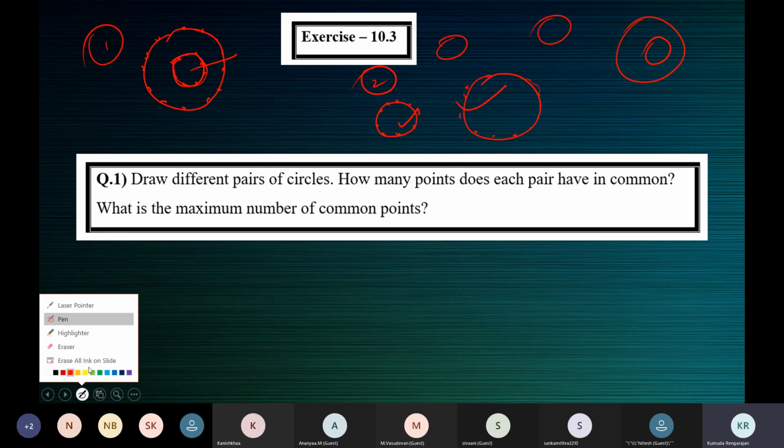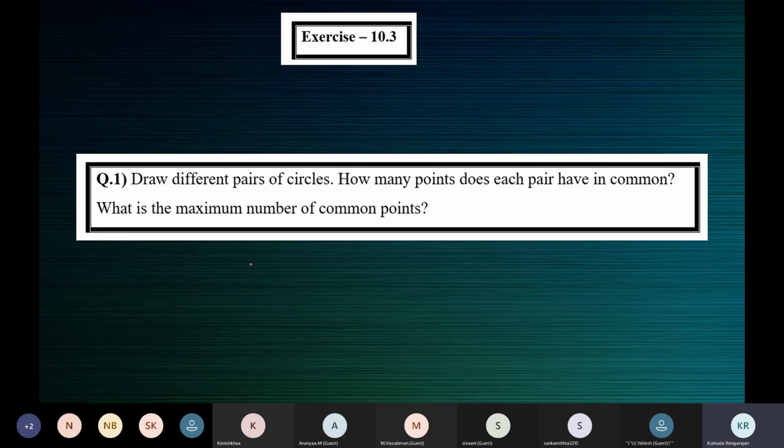Now let's try to draw pairs of circles that have exactly one point in common. Exactly one point in common. They are called touching circles. Touching circles have exactly one point in common. So let's draw touching circles here. Circles can touch internally or externally. These are circles that touch internally. It looked like there are so many points in common, but actually it is not so. There'll be only one point. So these are two circles that touch each other internally.